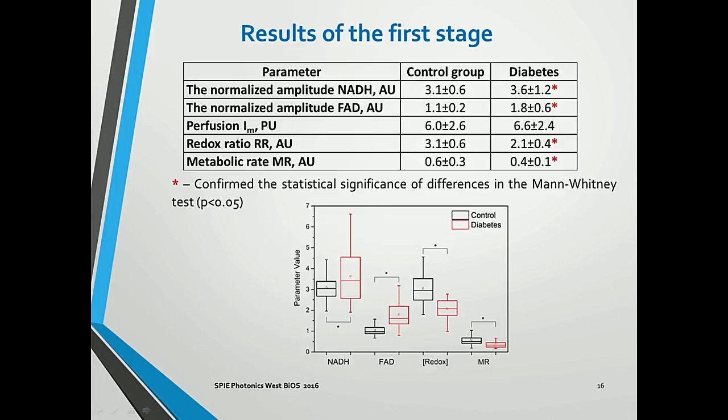The result of the first stage, when we did it without temperature control: the control group shows this data, and the diabetes group shows this. But in general, they were not statistically significant at this stage. But the second stage, sorry, I didn't mention, shows that when we apply a temperature test or heating on the skin, we have significant difference in these parameters, practically in everything.